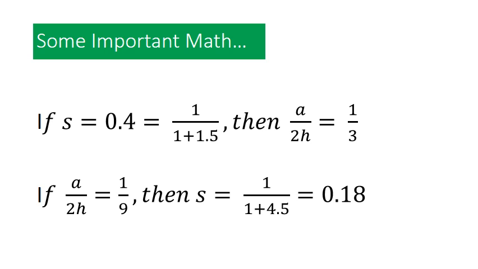If S is equal to 0.4, then we can go through the operation and say that our depth to spacing ratio, A over 2H, will equal 1/3. And then if we go through some shedding, we'll have an A over 2H ratio of 1/9. And at that point, working backwards, S becomes 0.18.